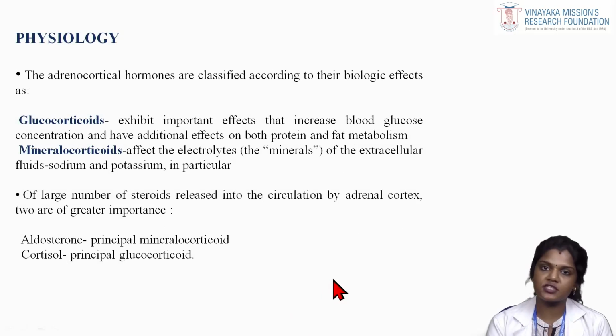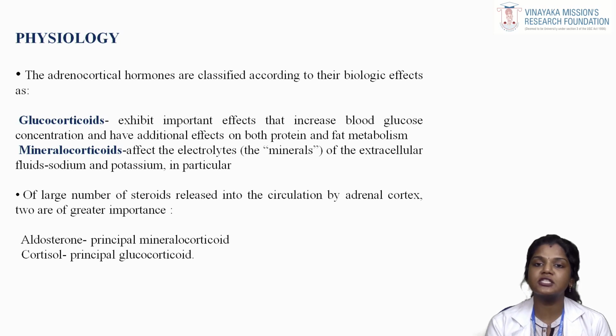Moving to the physiology of these corticosteroids, the adrenocortical hormones are classified according to their biological effects. They are classified into glucocorticoids and mineralocorticoids. The function of the glucocorticoids is to exhibit important effects that increase the blood glucose concentration and have additional effects on both protein and fat metabolism. And mineralocorticoids affect the electrolytes of the extracellular fluids, mainly sodium and potassium in particular. Aldosterone is the principal mineralocorticoid and cortisol is considered the principal glucocorticoid.